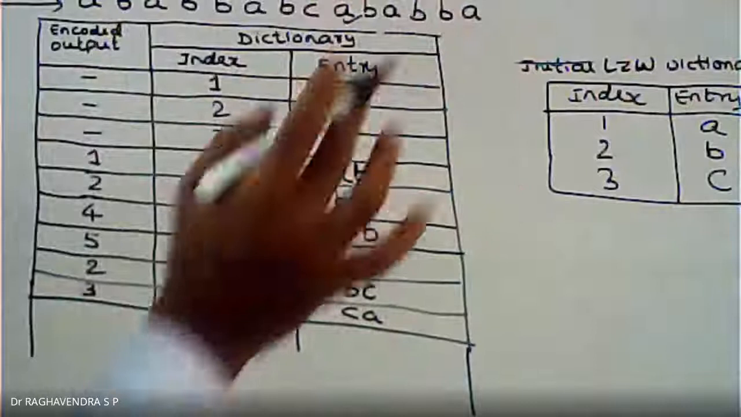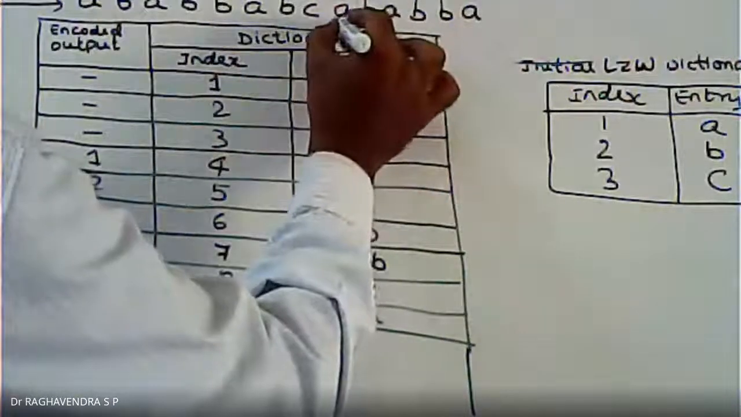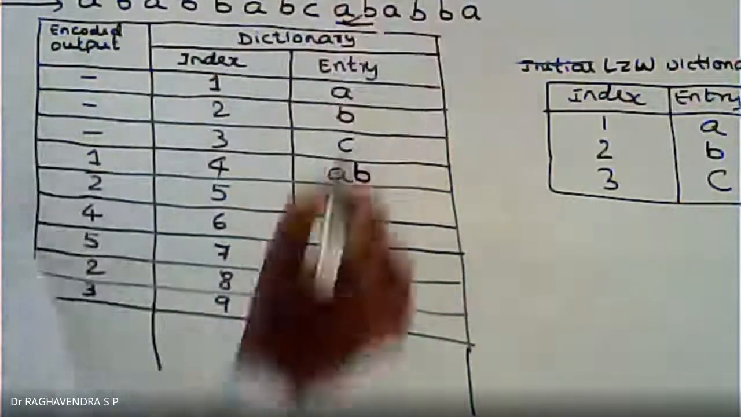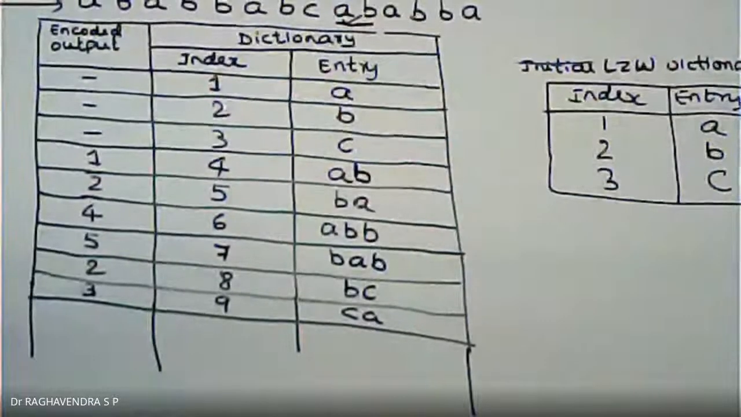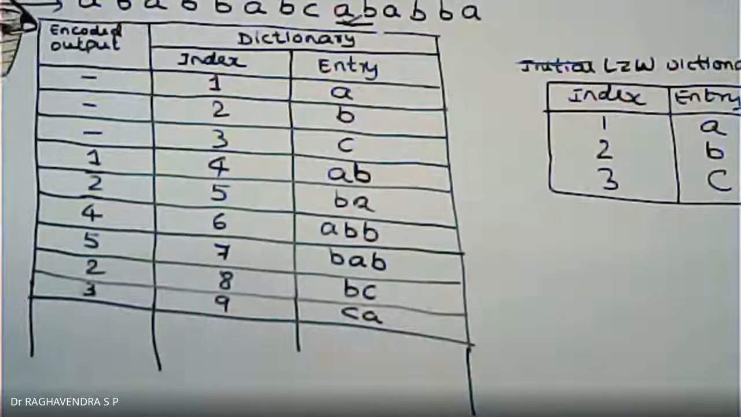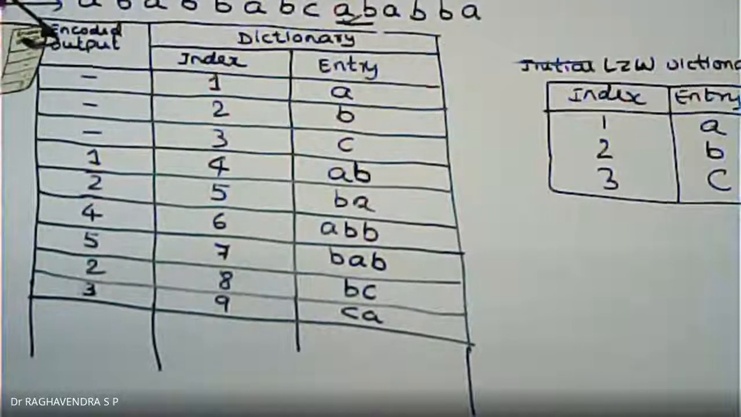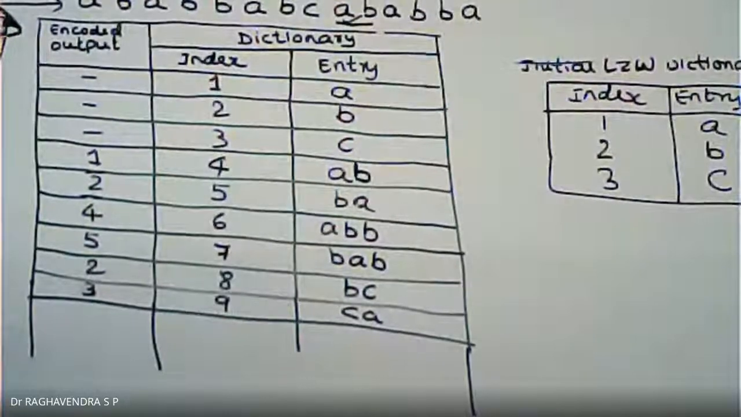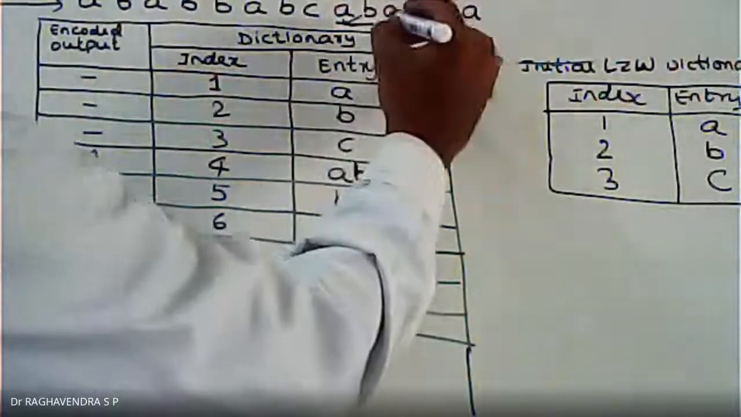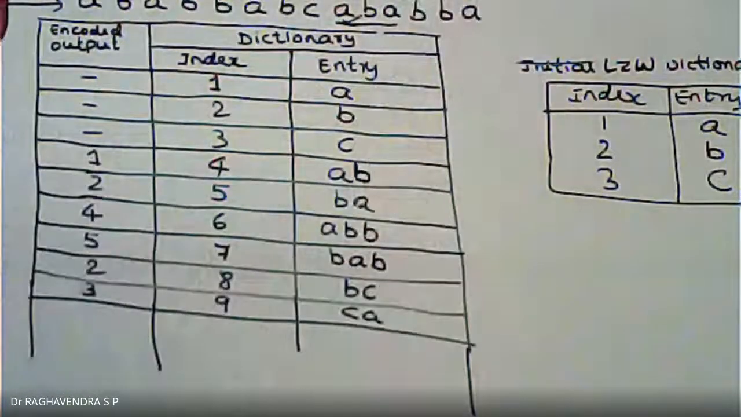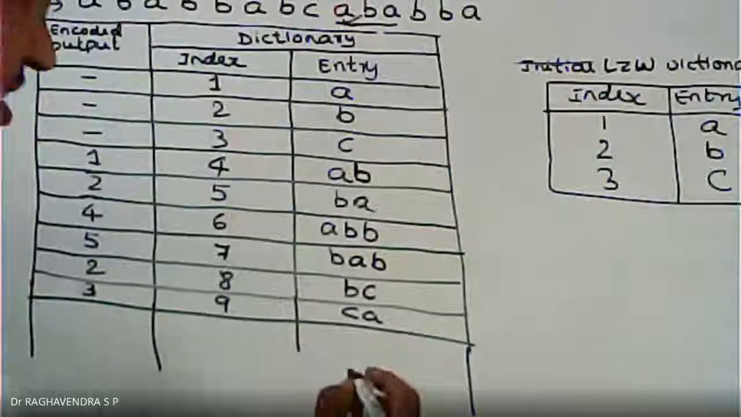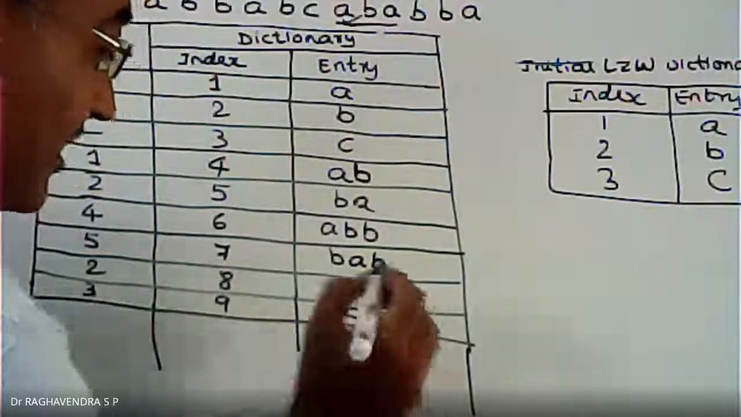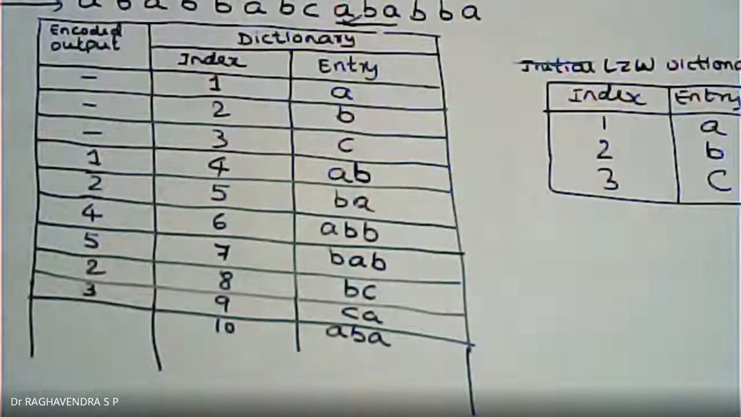Once again, we will continue to scan from A. I am starting from A. A, B. Does A, B already exist? Yes, sir, A, B definitely exists. So we continue with A, B, A. Does A, B, A exist? No, sir. So you insert that. A, B, A. Now the index will be incremented to 10.